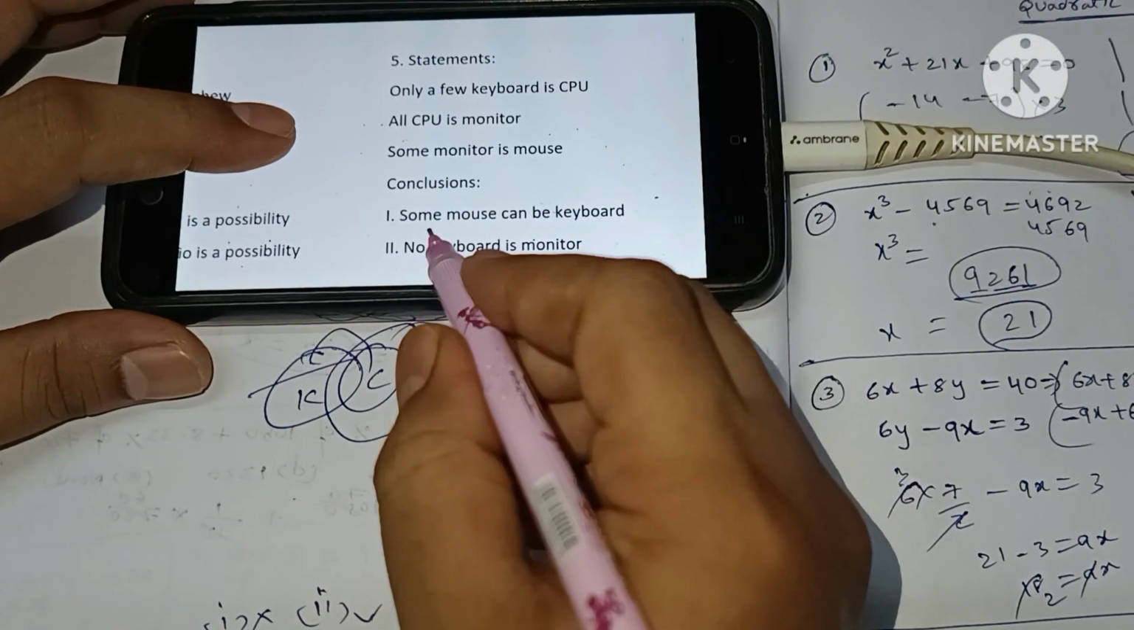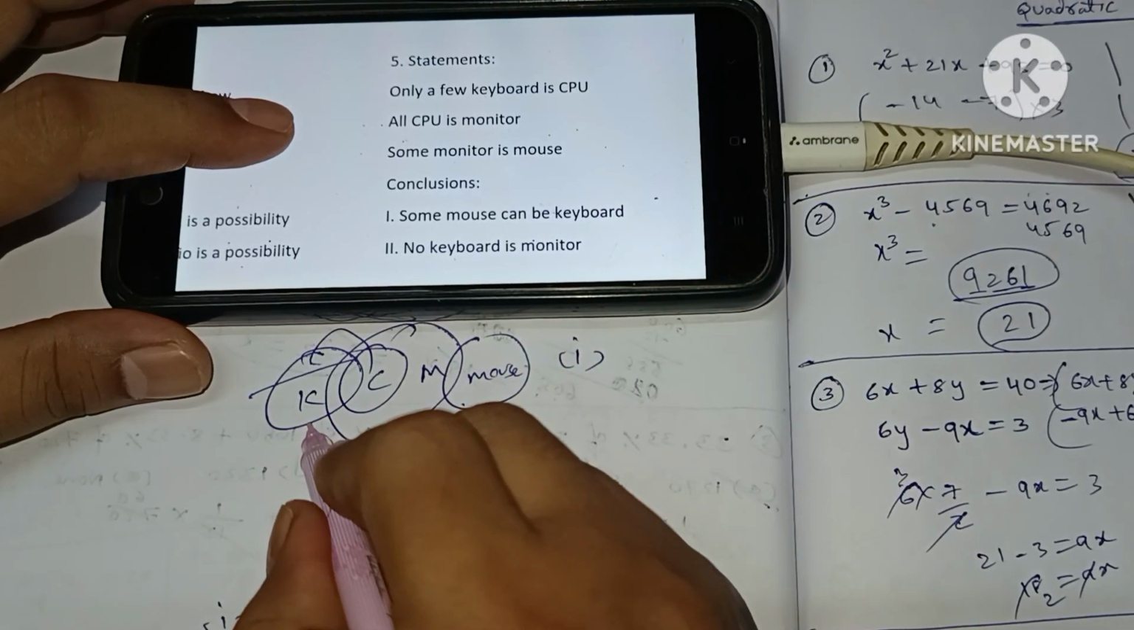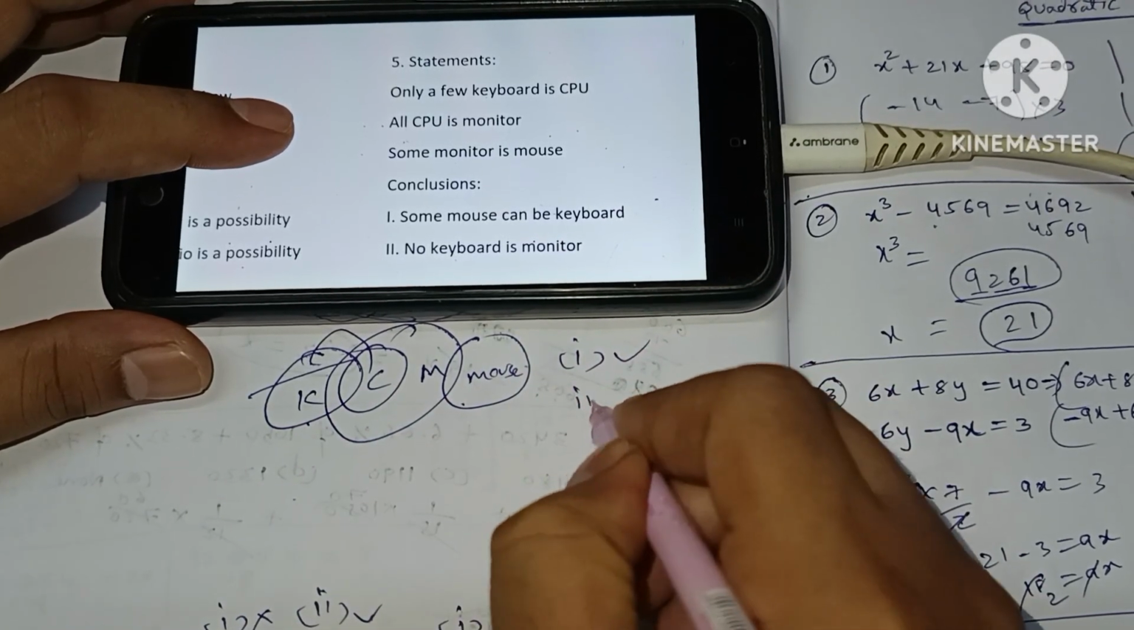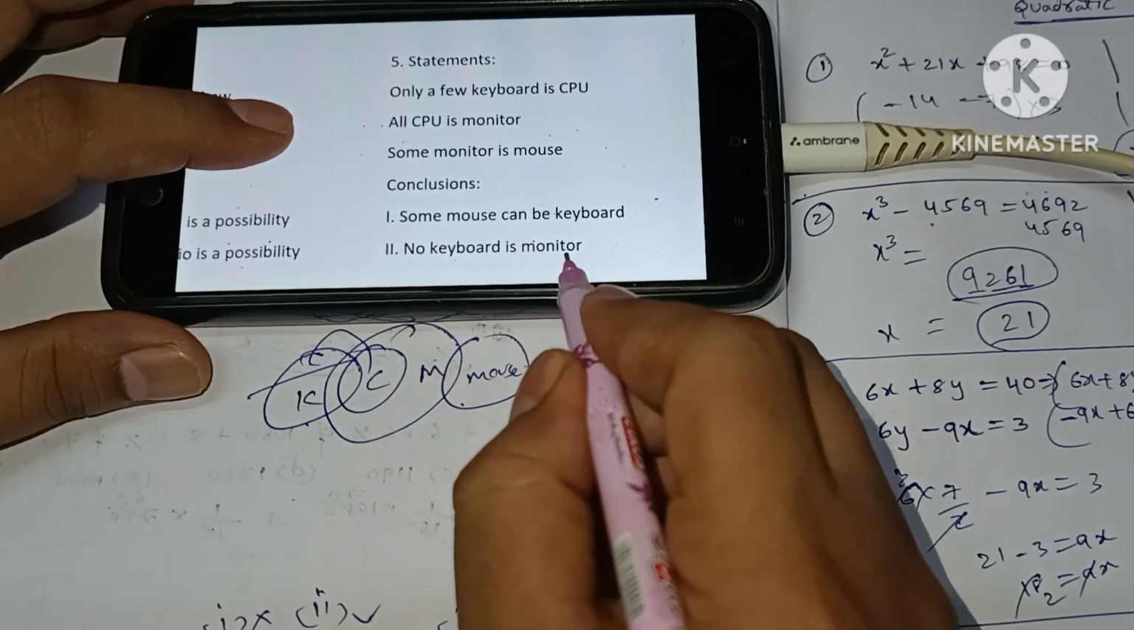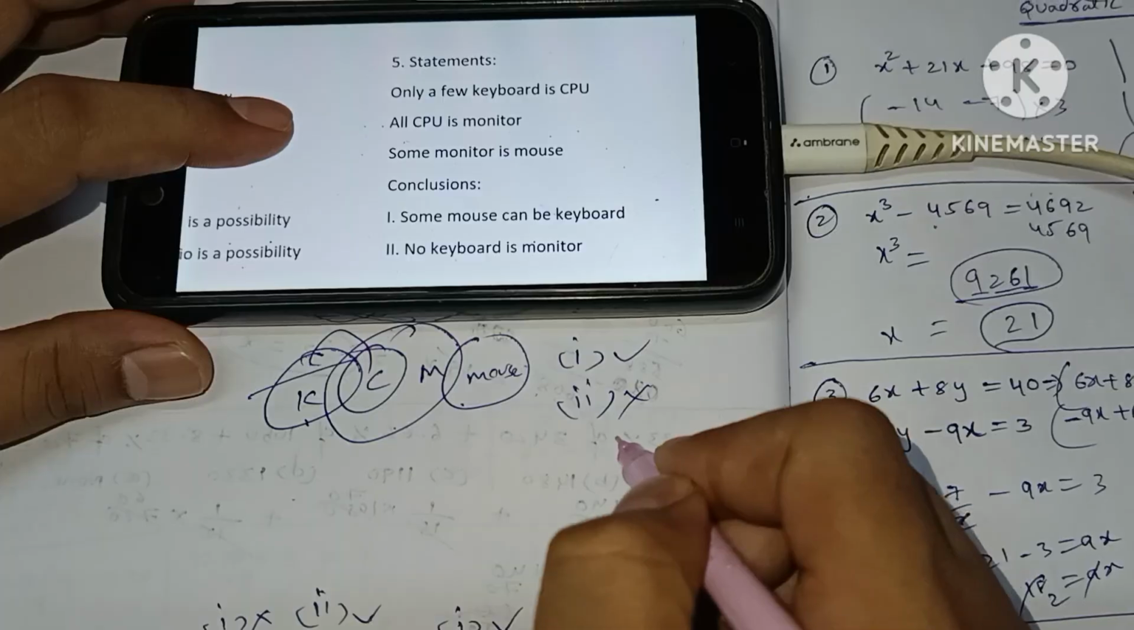First conclusion. Some mouse can be keyboard. Mouse and keyboard, it can be a possibility. Yes, it is possible. Second conclusion, no keyboard is monitor. Keyboard here, monitor here, it is sharing some part, so second conclusion is false.